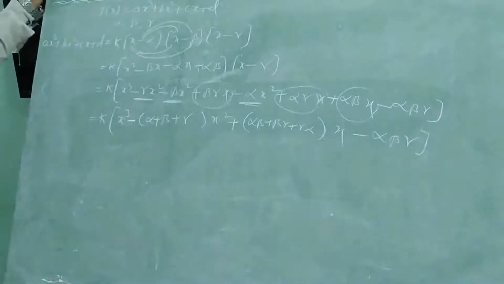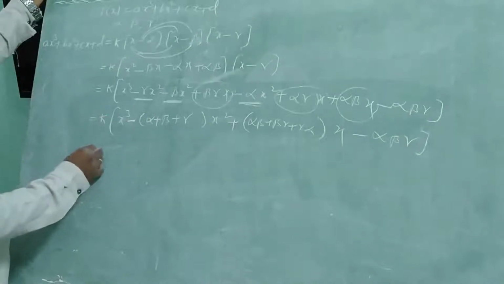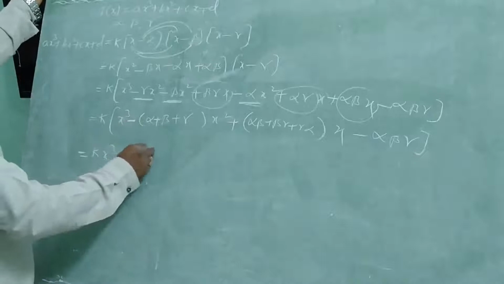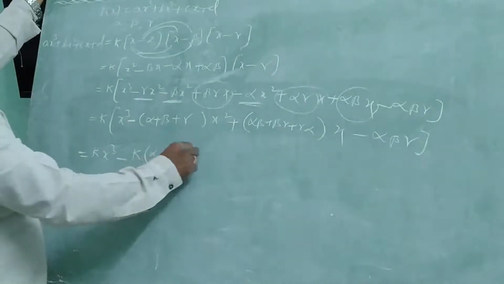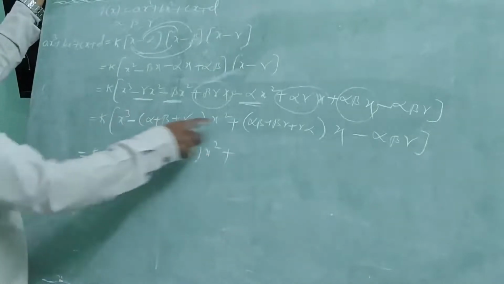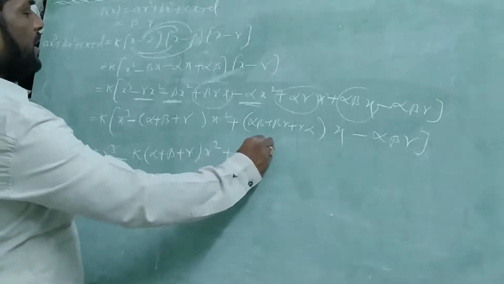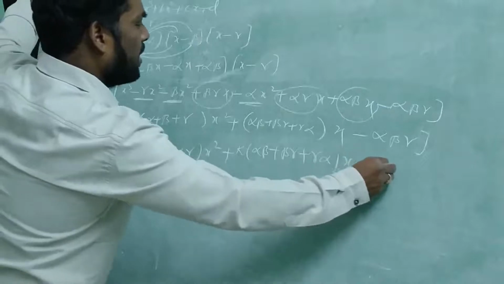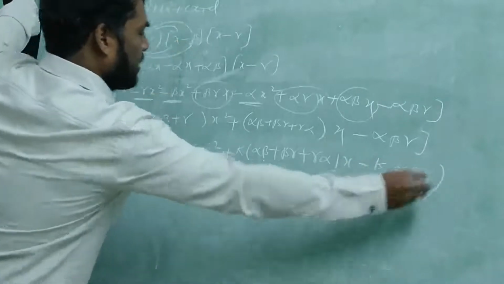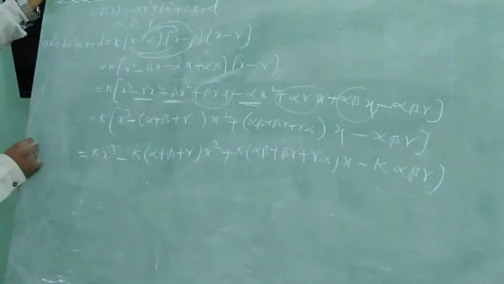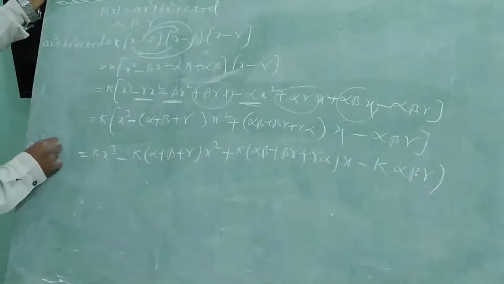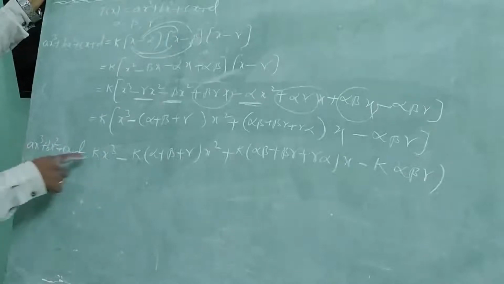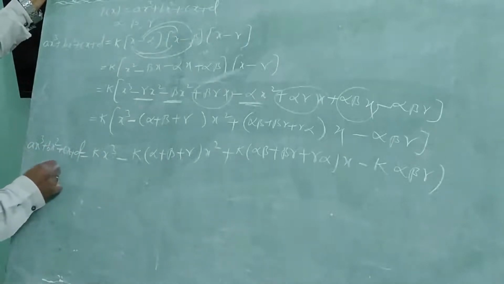This time multiply with k into x cube minus k into alpha plus beta plus gamma into x square plus k into alpha beta plus beta gamma plus gamma alpha into x minus k into alpha beta gamma. Now comparing both sides coefficients, a x cube plus b x square plus c x plus d. Comparing x cube coefficients, k is equal to a. This is the first one.